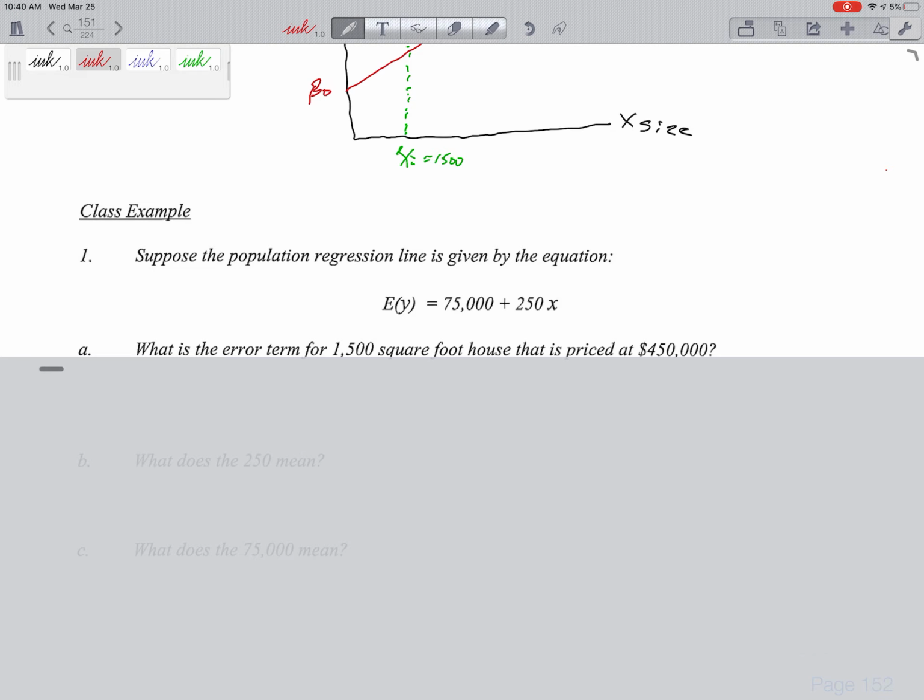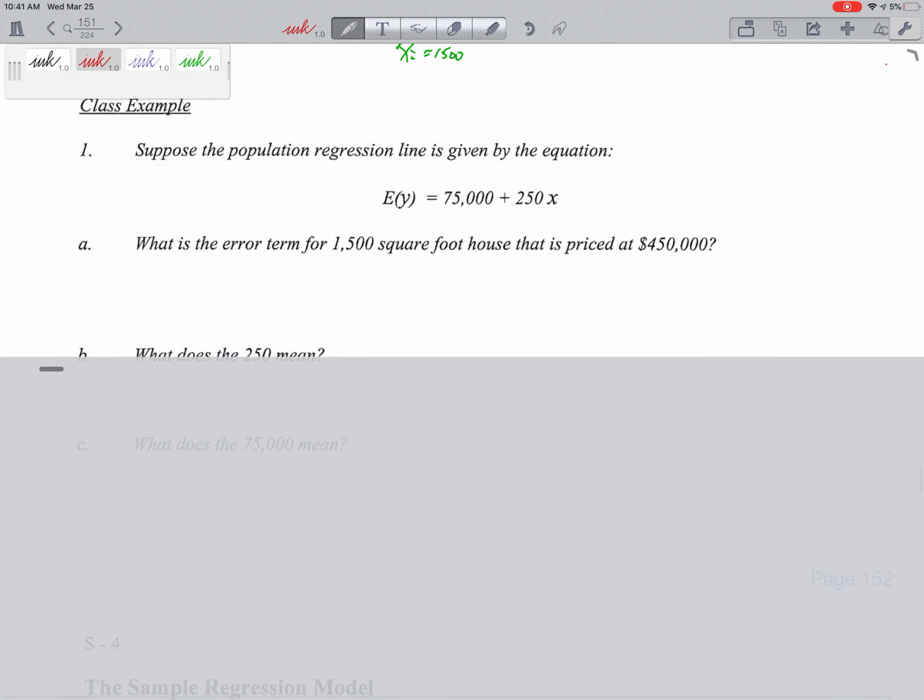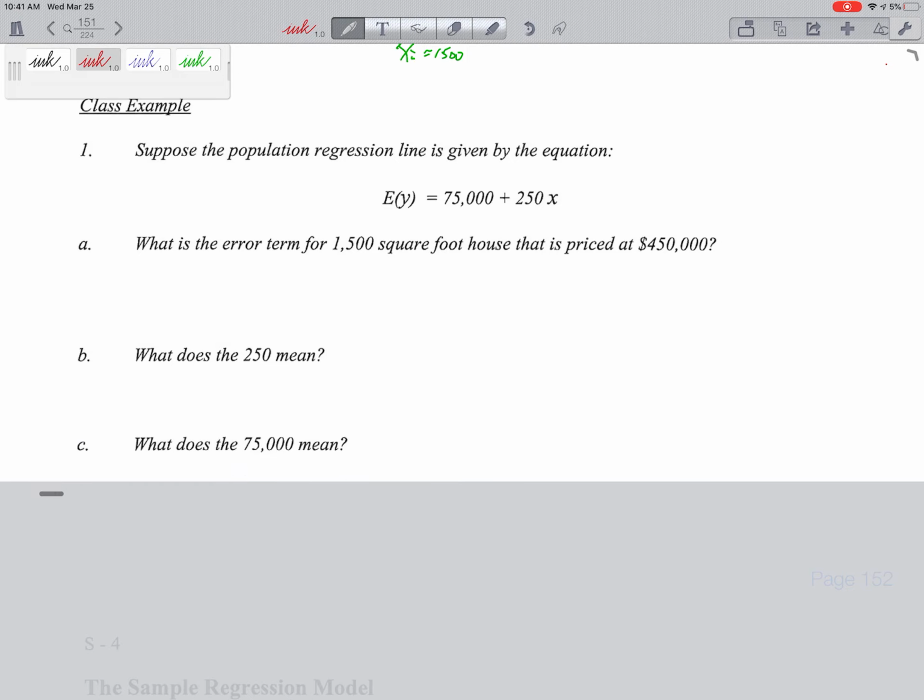Some of the errors might be 0, but some will be positive if you have a house price which is higher than the average for that size, and some will be negative if they're lower. So let's take a class example here. Suppose the population regression line is given by the following equation. The expected value of y, which is going to be the price of the house, is equal to 75,000 plus 250x, where x represents the size of the house.